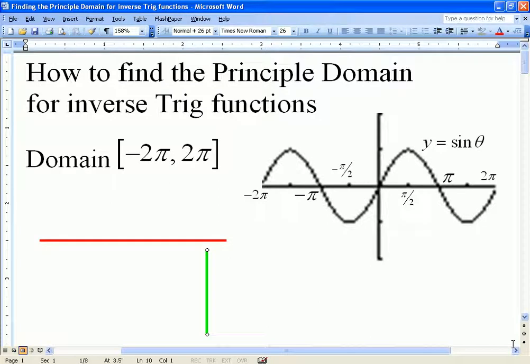Finding the domain, the principal domain for inverse trig functions. If you have a look at the graph over here, it is the graph of sine theta. How do we know that sine theta itself is a function? If we take a vertical line and move it anywhere over this graph, you will see that this vertical line cuts the trig function in one place only, meaning that this trigonometrical graph is a function.